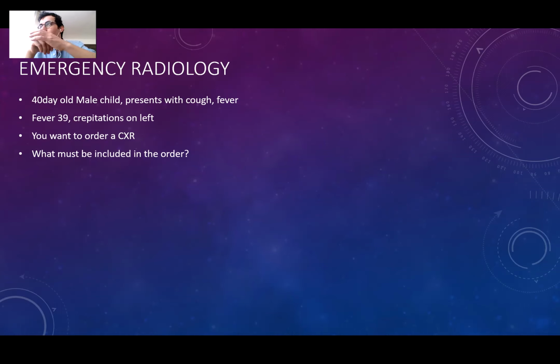What should you include in the order? Do you have anything in your mind? What should you include in a typical radiology examination order? Because you will be ordering these exams, right? What should you include?